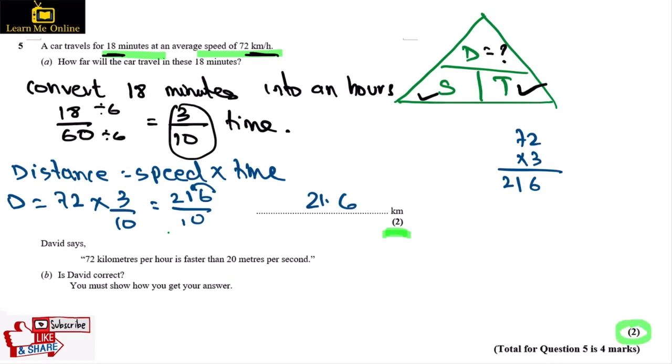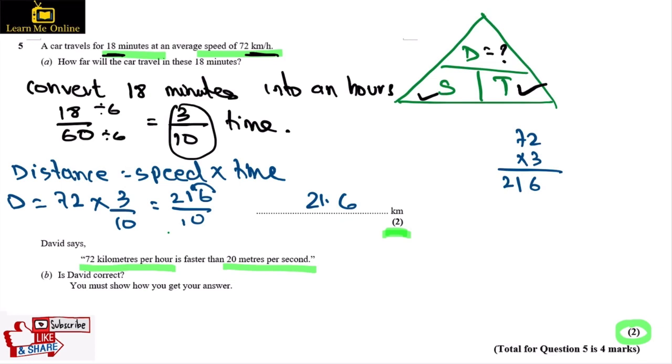David says 72 kilometers per hour is faster than 20 meters per second. So we need to compare the two things: 72 kilometers per hour and 20 meters per second. The units are different. Is David correct? You must show the working out.